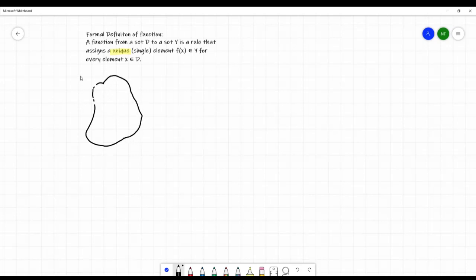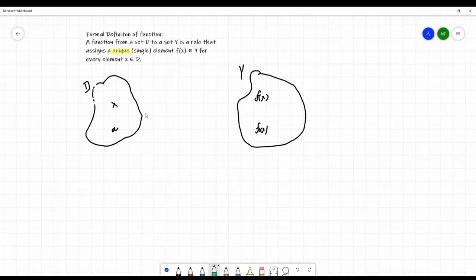If I have a set D and I have a set Y, okay, if I have two sets and I had elements in these sets, like if I had an element X and an element A, and here I will have f of X and f of A, then this rule says that there's a rule called f that'll map x to f of x, and it'll map a to f of a. And this rule is called f, okay? So that's all this rule is saying, okay?